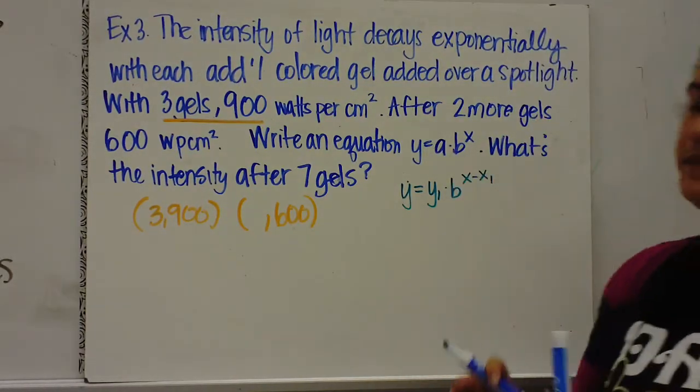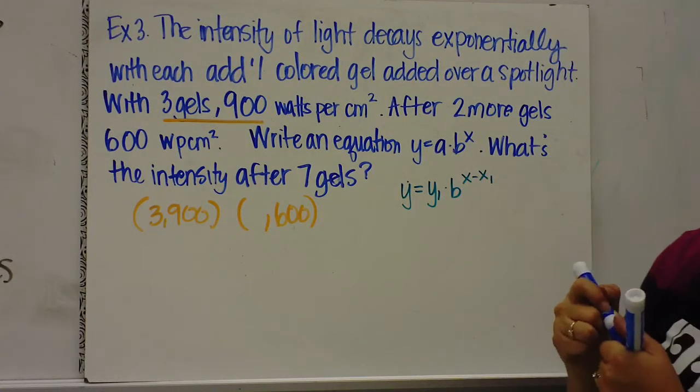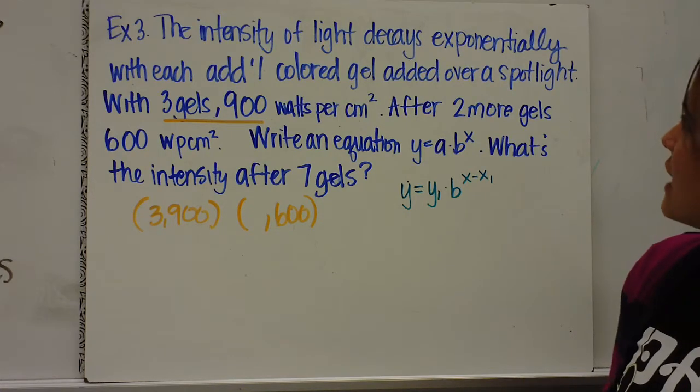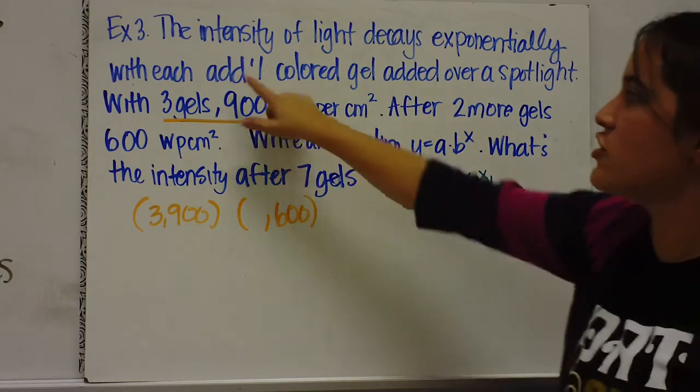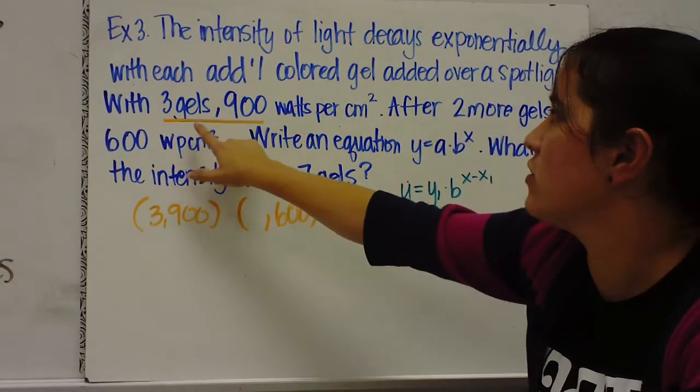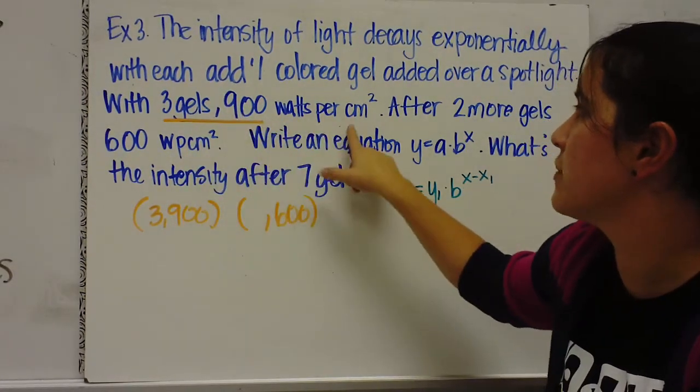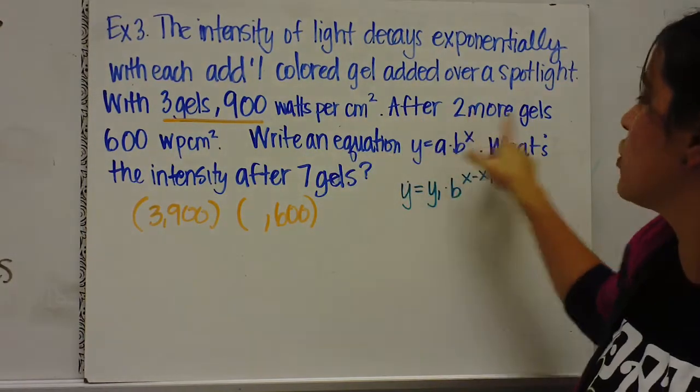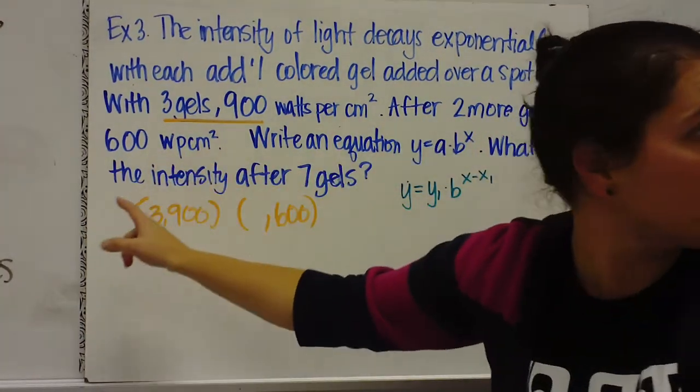All right, so write this down. The intensity of light decays exponentially with each additional colored gel added over a spotlight. With 3 gels, there's 900 watts per centimeter squared. After 2 more gels, there's 600 watts per centimeter squared.